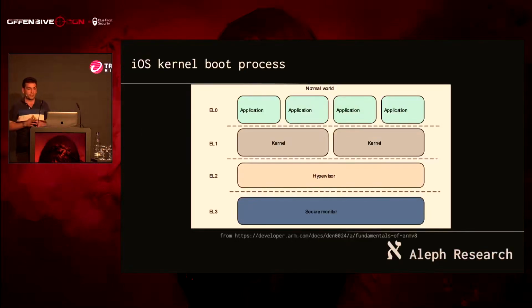So what is a secure monitor? Somewhat similar to the protection rings concept in x86, in ARM we have 4 exception levels. The user mode code runs in exception level 0, the kernel in exception level 1. We don't have code for exception level 2 in our system, but it is used for hypervisors. And the secure monitor runs in the most privileged mode, exception level 3.